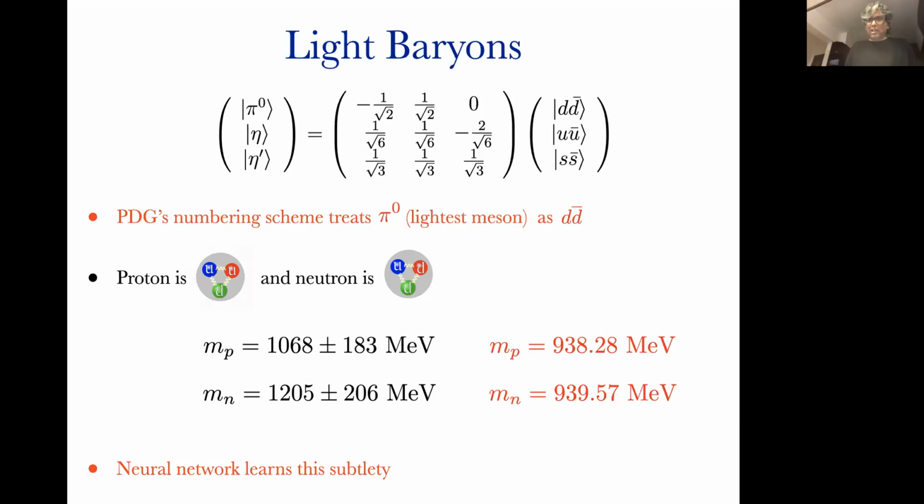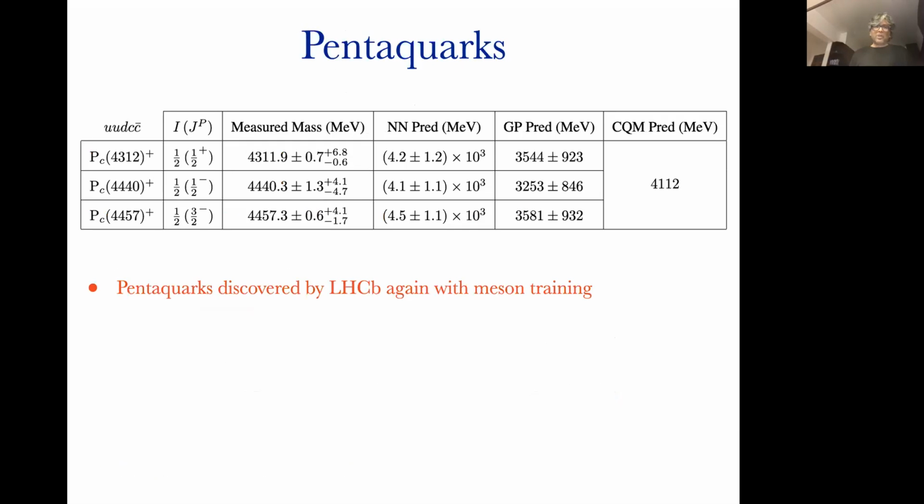This is a technical point. Let me elide this point for the purposes of the talk. Okay, so pentaquarks are maybe 5 quark excitations that are discovered by LHCb. Again, with mesonic training, we're able to use neural networks and Gaussian process to predict close to the measured mass. The neural network does better than the alternative Gaussian process or the constituent quark model for measuring the masses of the pentaquarks. The data set of measured pentaquarks is really tiny, so it's very hard to extrapolate a lesson, but it's very nice that it's working.